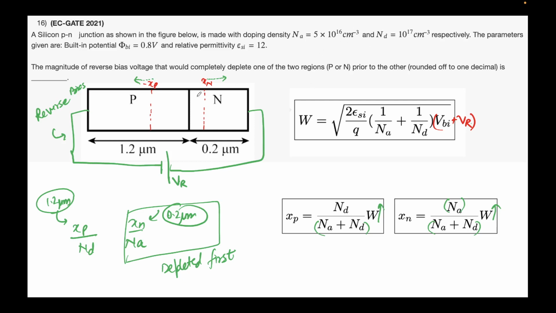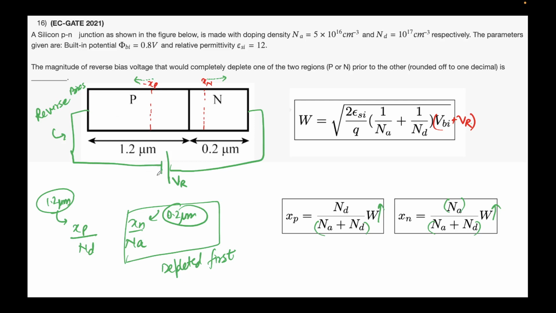right, what will happen is that Xn upon NA, right, this factor, because W over NA plus ND is constant, Xn will reach 0.2 first. When Xn was 0.2, Xp was 0.6, right? So this means the N region, as you keep on increasing the bias, will deplete first. What actually is happening is that although this region is neutral, this is applied to a positive bias. So what will happen? The holes will keep on coming from this side, and they'll keep on recombining with the electrons, and thus there'll be no mobile carriers left on the N side.